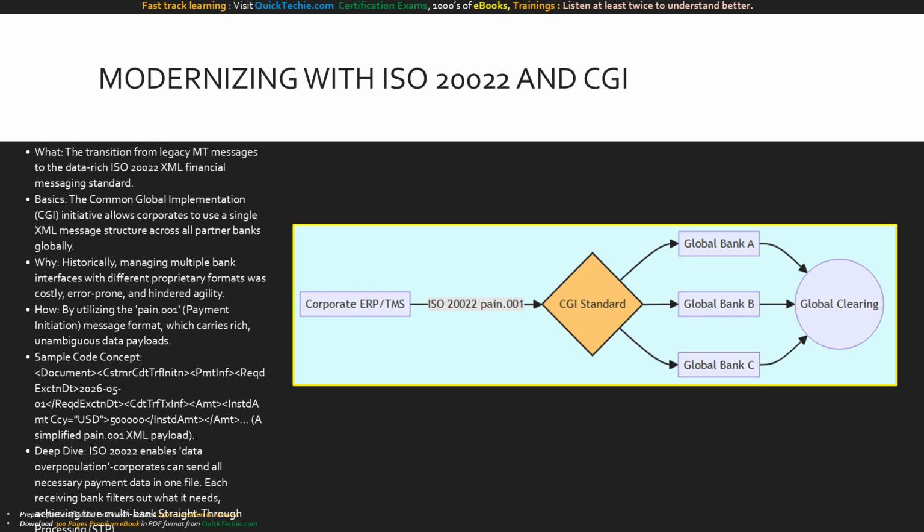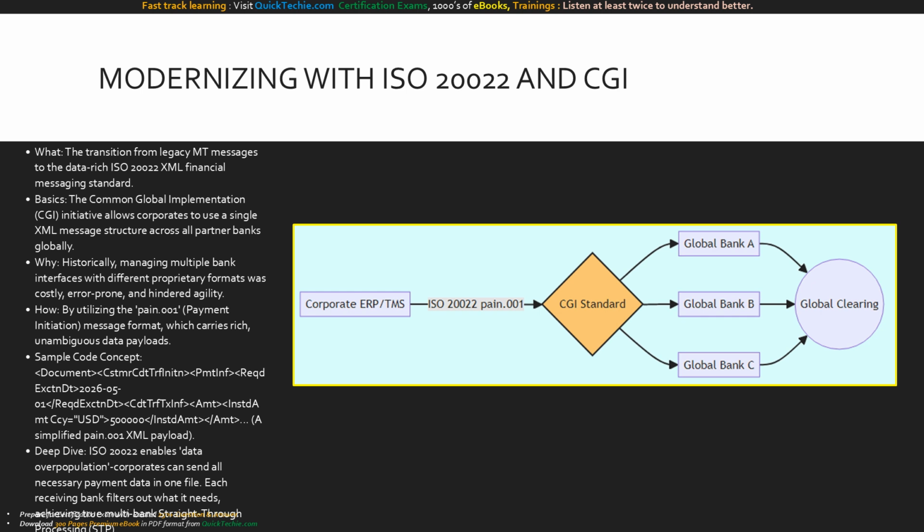Slide 4 tackles the modernization of this plumbing, ISO 20022 and the CGI initiative. What is this? It's the migration from old text-based MT messages to rich, XML-based messaging. The basics revolve around the Common Global Implementation, or CGI. CGI allows you to use one standard message structure for every bank you deal with. Why do we need this? Because historically, every bank demanded a different, proprietary file format. Maintaining those custom interfaces was a costly IT nightmare. How is it solved? By using standard XML formats, like the Pain.001 for payment initiation.